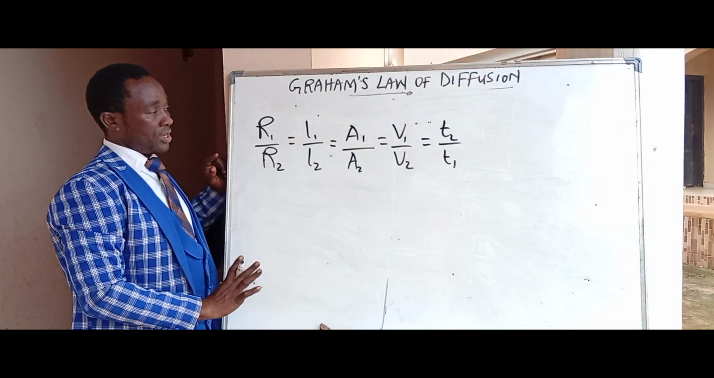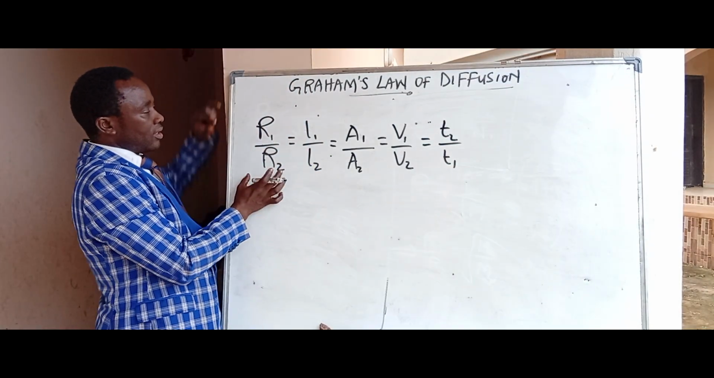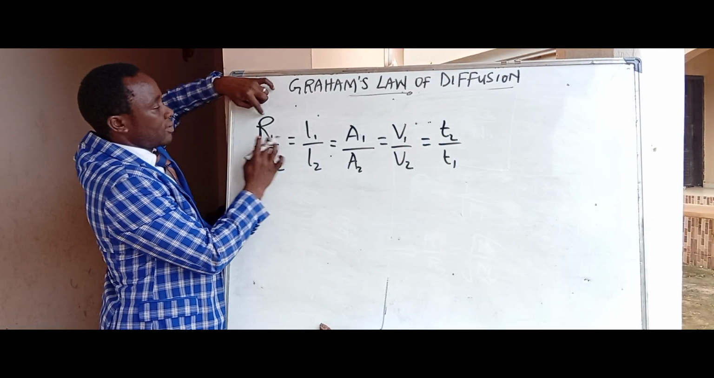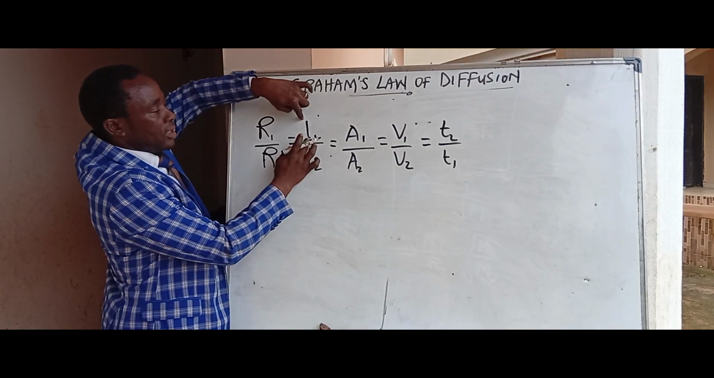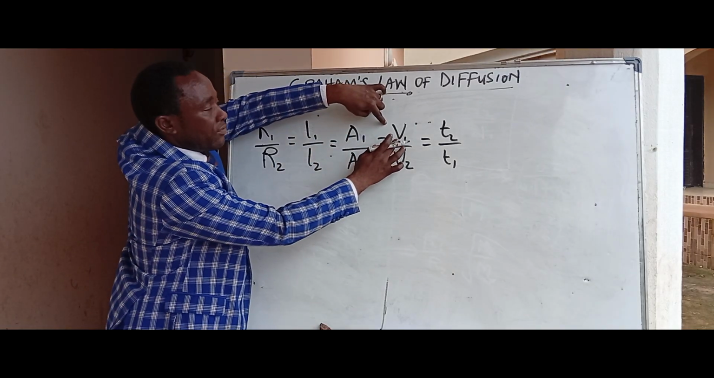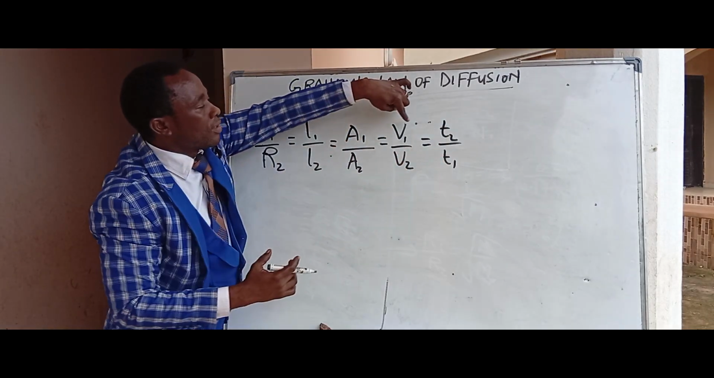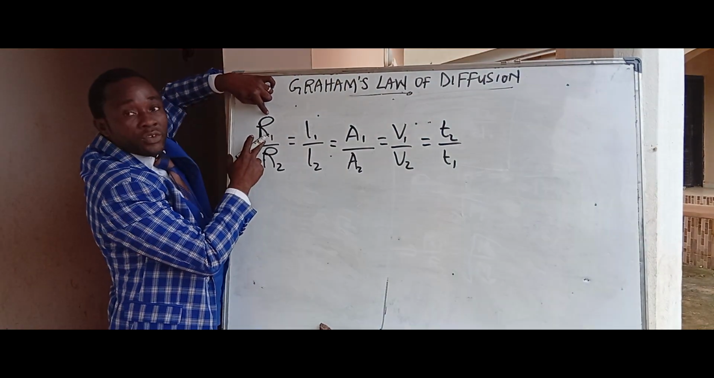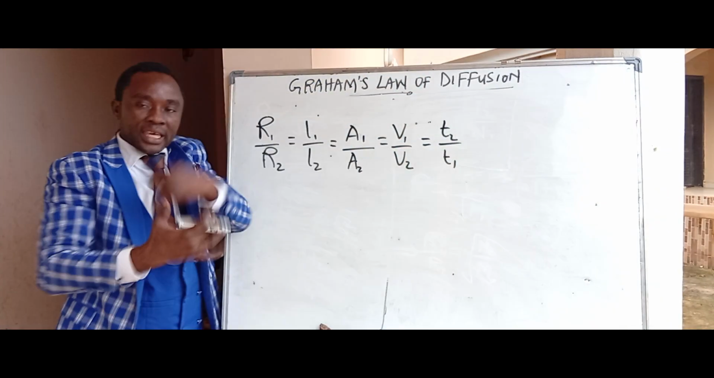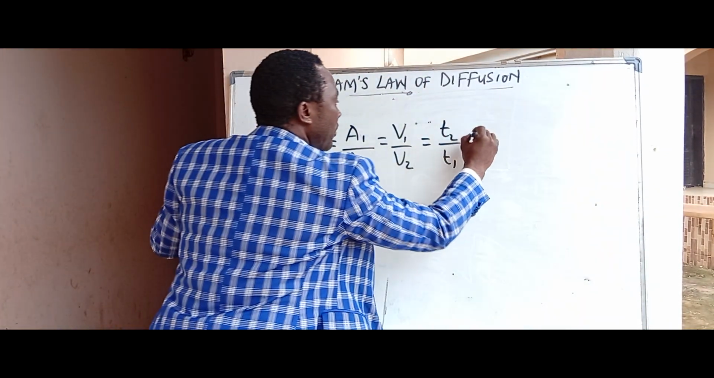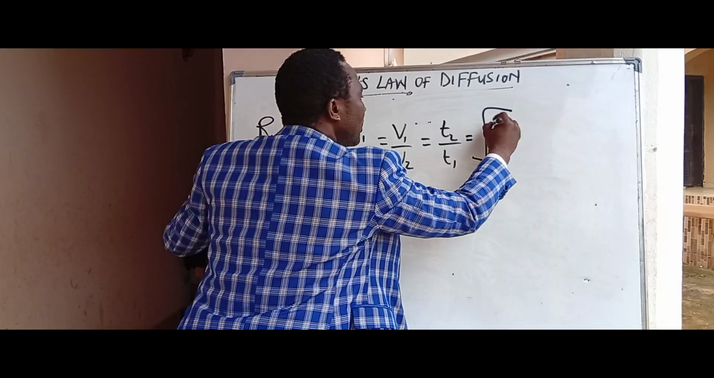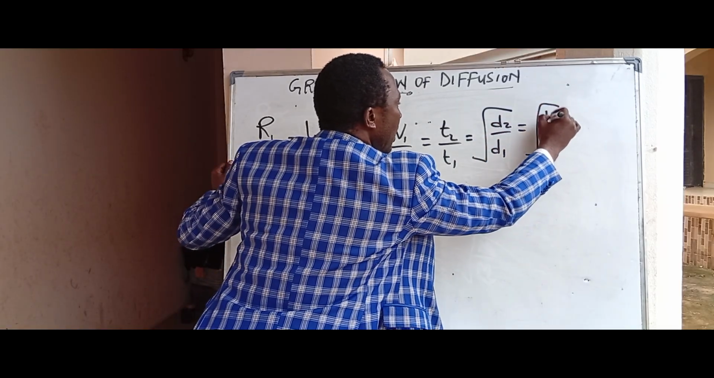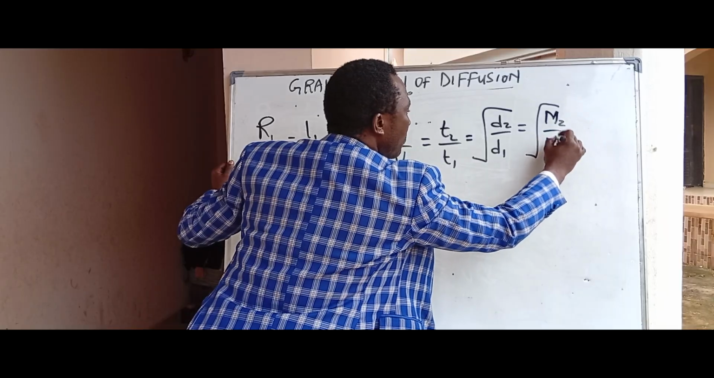What does it mean from here? It simply means that the faster the rate of diffusion, the more the length traveled, the more the area of diffusion, the more the volume of diffusion. But if you come to time, it is now T2, not T1, which means the faster the rate of diffusion, the shorter the time taken for diffusion. And this has been proven to be equal to the square root of D2 over D1, which is also equal to the square root of M2 over M1.